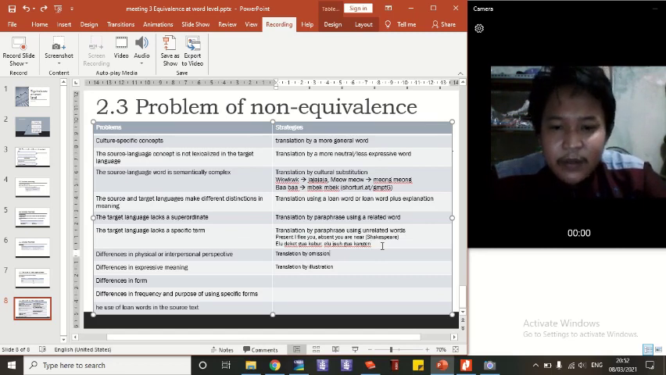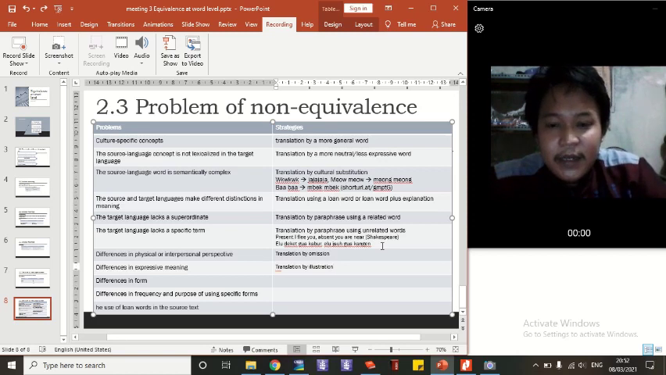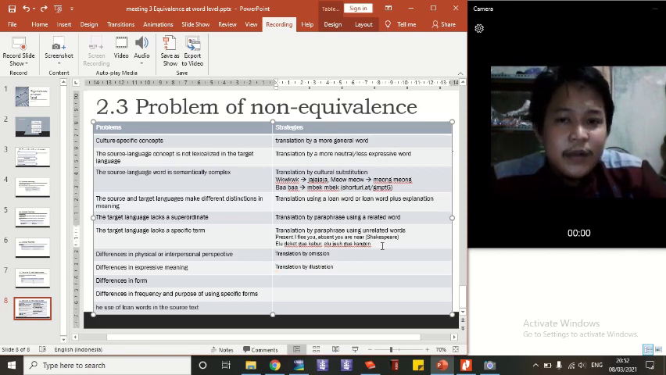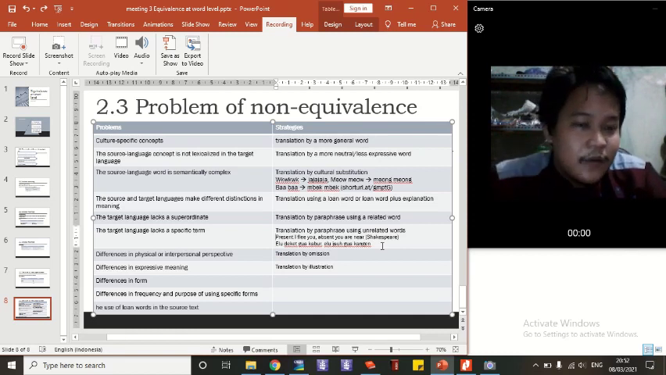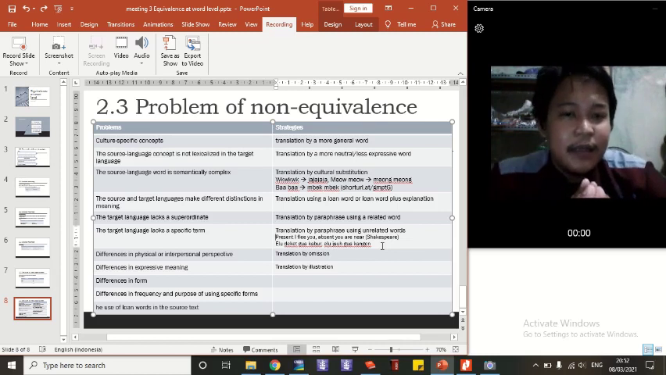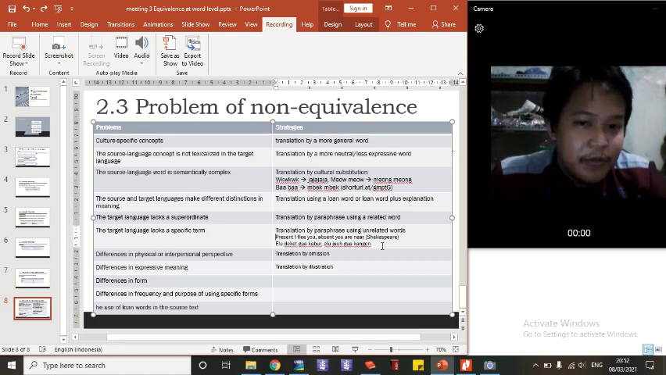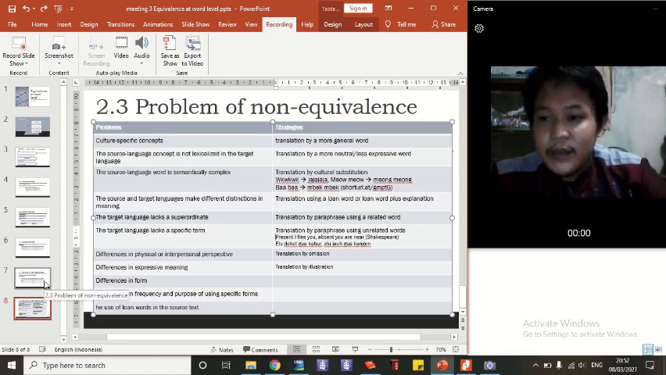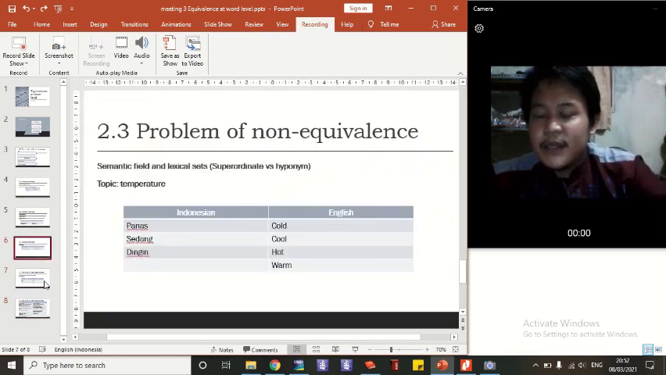And translation by omission, omitting the difficult words, and translation by illustration, you can add a picture if necessary, yeah? Of course it depends on the purpose, on what the client wants you to do. That's the point of this translation job.